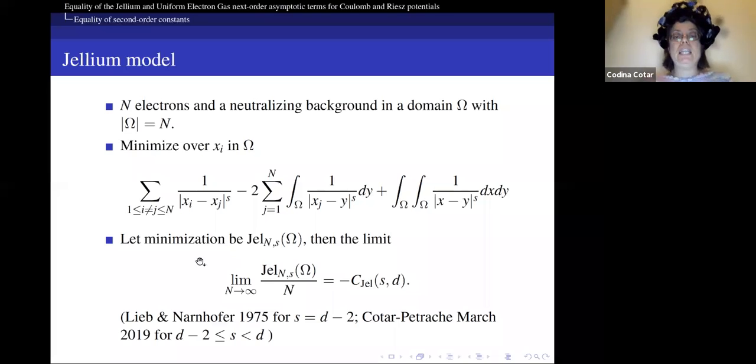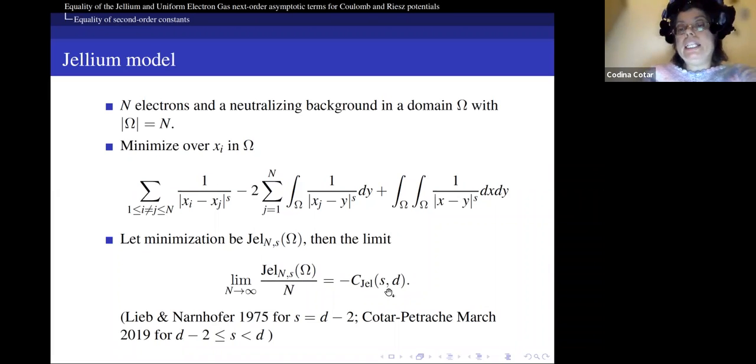This was studied in 1975 by Lieb and Narnhofer. They showed that this limit exists, and I'm going to call it C Jel of s and d. Then in a version of our paper in 2019, we extended this result to s between d-2 and d. Well, it's not explicit in our paper. Basically, what we did in our paper, we showed a subadditivity result for this Jellium energy.